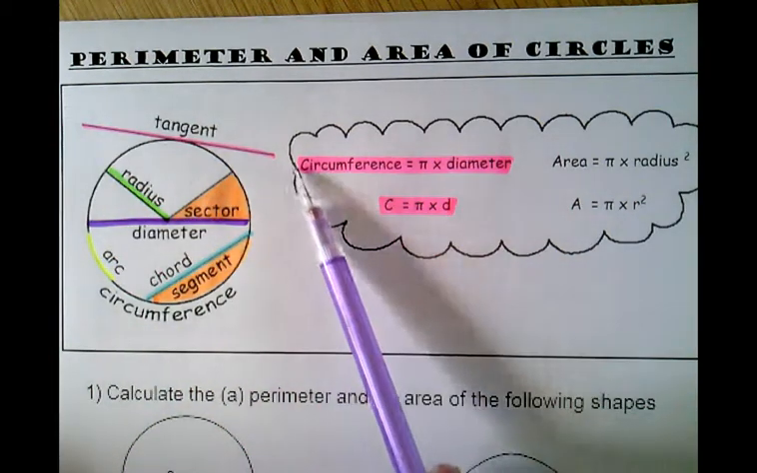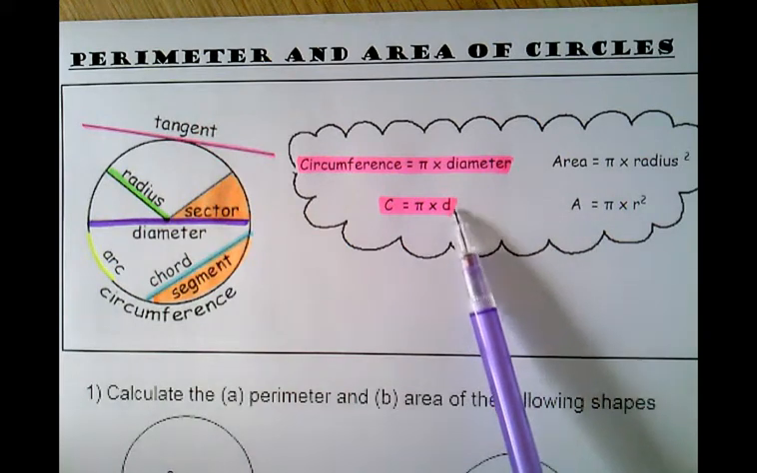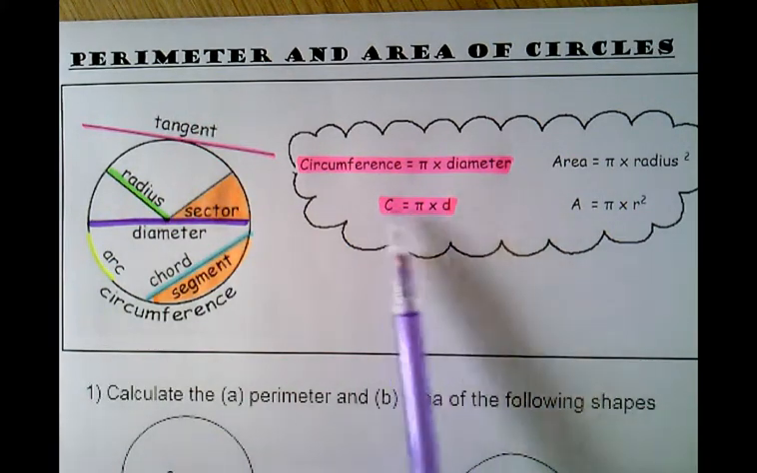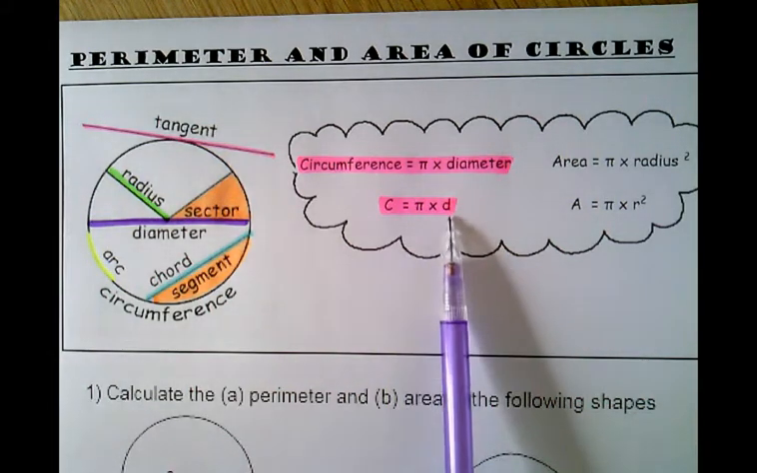So just the first letter of circumference and the first letter of diameter. So just remember, like in music, CD, those two letters go together, C and D.